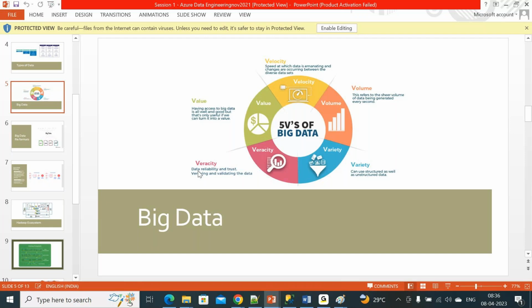Veracity, value: whatever data you are keeping should have a value, so that you are in a state to derive something from it. And velocity: whatever system I design, whatever the speed at which my data is coming and the changes occurring in the data, diversified data sets, it should accommodate.